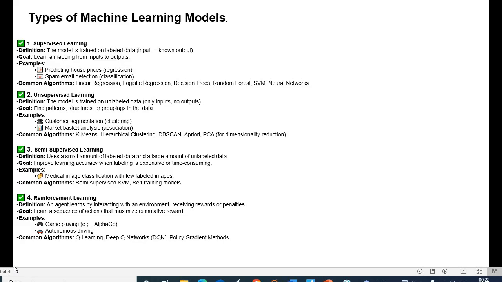And today we'll be looking at the types of machine learning models.